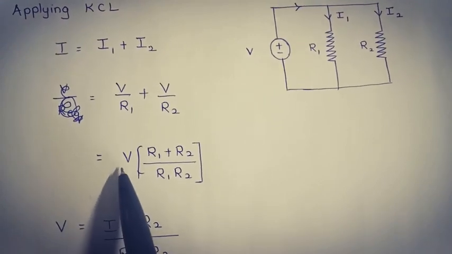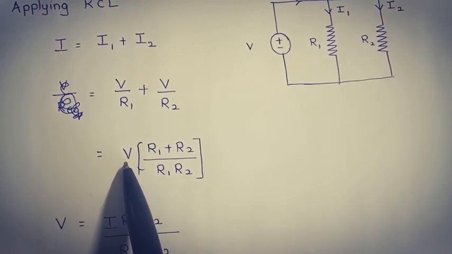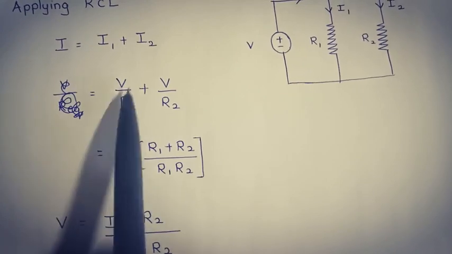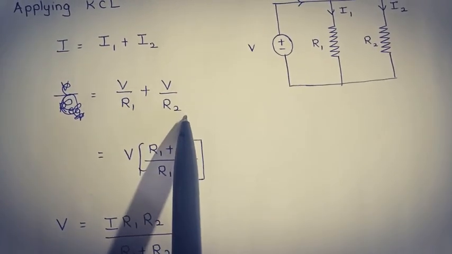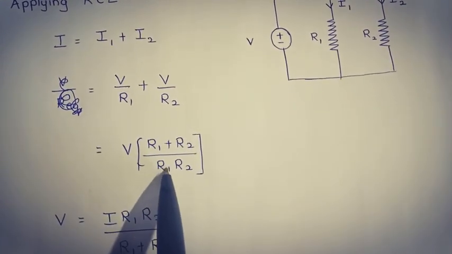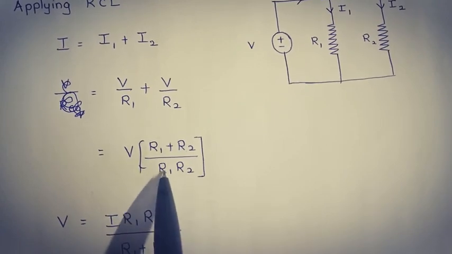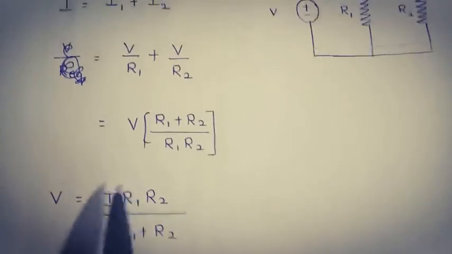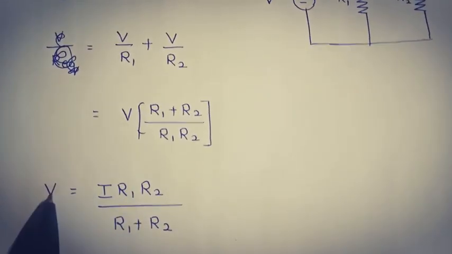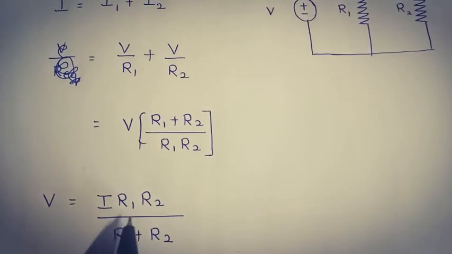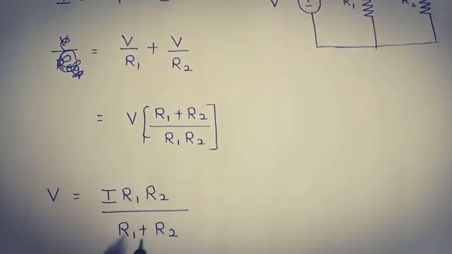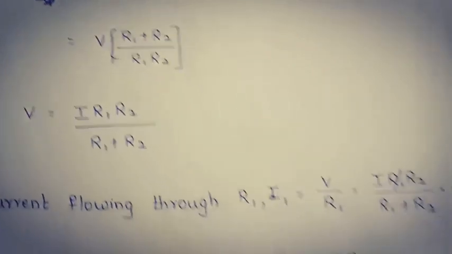That is equal to V, I am taking it as common, into 1 by R1 plus 1 by R2. Taking LCM, R1 plus R2 by R1 R2. Therefore, V is equal to I into R1 R2 by R1 plus R2.